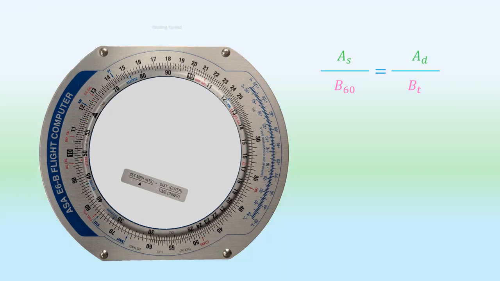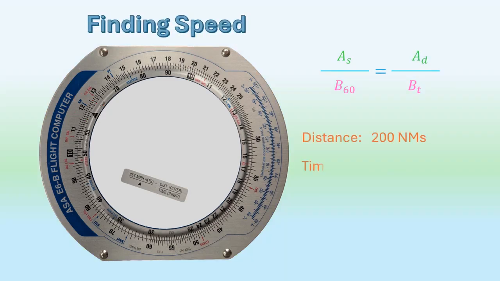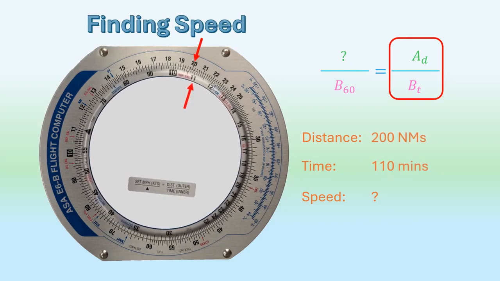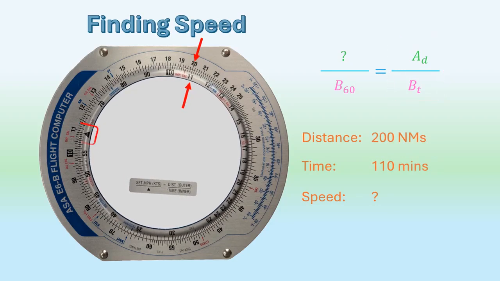To figure out the speed when you know the distance and time, begin with the right-hand side of the equation. Line up the time with the distance. The speed is the number pointed to by the triangle. Simple as pie, right? A friendly reminder.